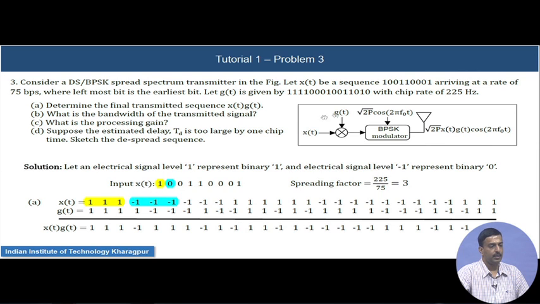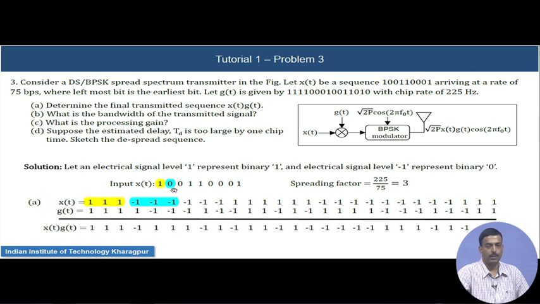As you can see, the leftmost bit, which is also the earliest bit, which is 1, is basically multiplied with the first 3 pseudorandom sequence bits. We are multiplying and not XORing in this case, because what we are using is the electrical signal level and not the binary level. So this multiplication basically gives me an output which is nothing but a spread spectrum signal.